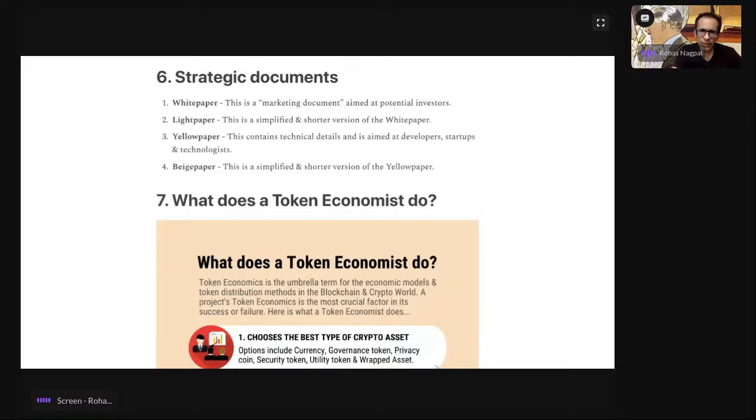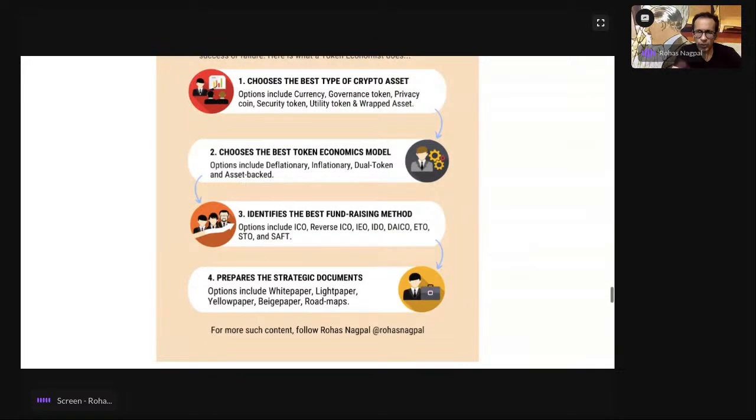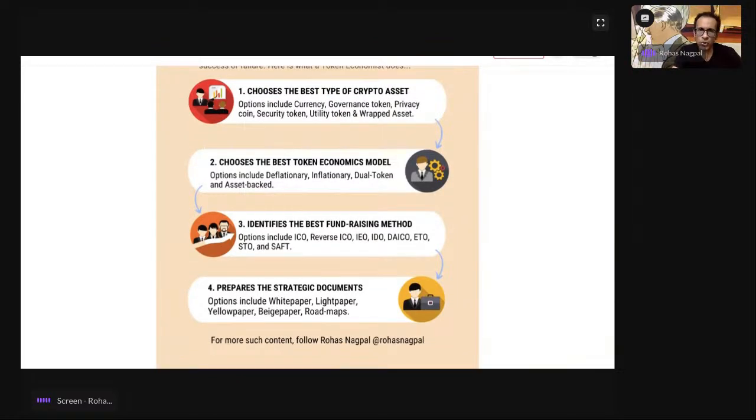Awesome. Then briefly, what does a token economist do? So usually you would do four things. Firstly, you would choose the best type of crypto asset for any project. Then you would choose the best token economics model. Then you would identify the best fundraising method. And finally, you would prepare the strategic documents. So this is the kind of work that a token economist does.